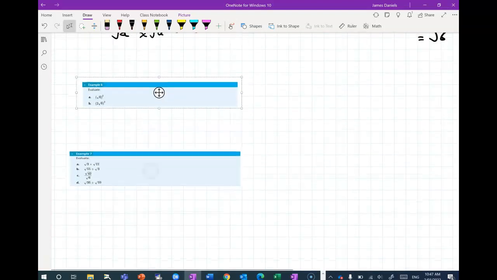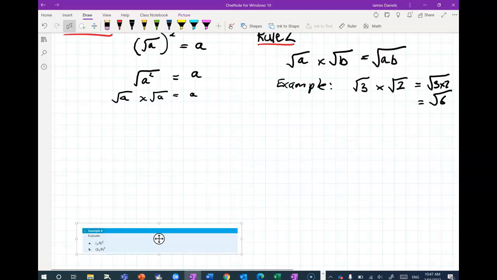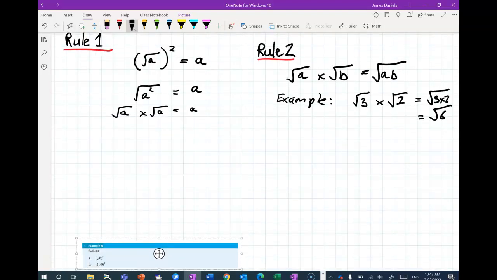I'm just going to move these down a little bit, so I've got some room for rule 3. Actually, if you're looking for an example in rule 1, we could look at the square root of 3 squared. That would be equal to just 3. Or if I had the square root of 3 times the square root of 3, that would also be equal to 3.